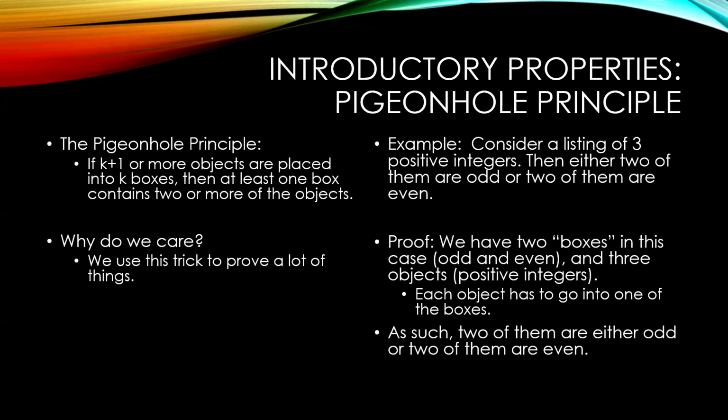We use this trick to prove a lot of things. So here's a simple example. Consider a listing of 3 positive integers. Then either 2 of them are odd or 2 of them are even. Now you might sit there and think about it for a second and then be like, yeah, that checks out. Well, if we want, we can prove this using the pigeonhole principle. We have 2 boxes in this case, odd and even, and 3 objects, positive integers. Each object has to go into one of the boxes. As such, 2 of them are either odd or 2 of them are even. That's our pigeonhole principle.